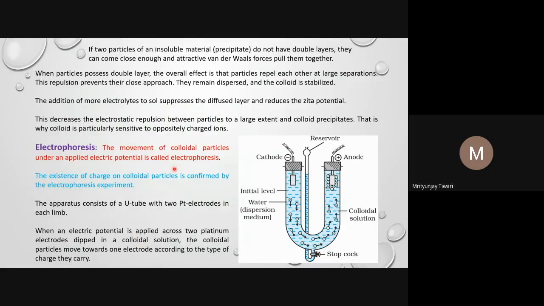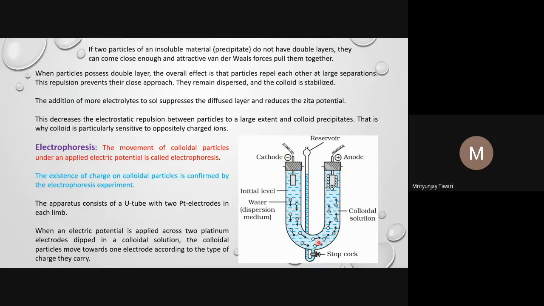Then we saw other electrical properties of colloids as well, in the form of electrophoresis. Electrophoresis is the experiment used to find out the nature of charge on the colloidal particles. We use a U-shaped tube, and in this U-shaped tube two platinum electrodes are suspended, and these electrodes are given opposite polarities. Because of that, an electric field is generated, and because of this opposite polarity, one behaves as the anode and the other behaves as the cathode.